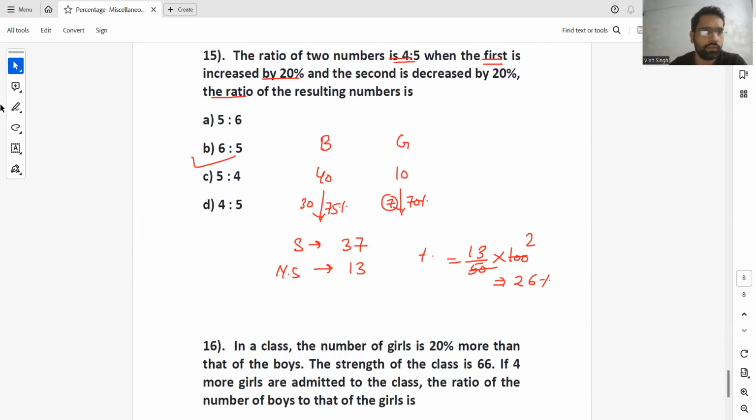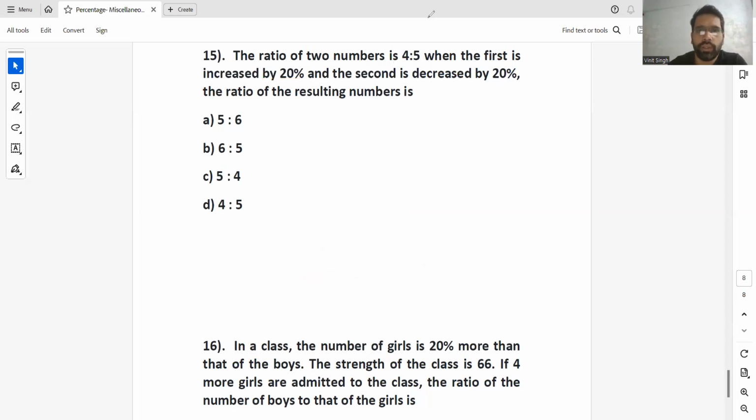Now, next question. The ratio of two numbers is 4:5. When the first is increased by 20% and the second is decreased by 20%, find the ratio of their resulting numbers. Same question is there. First number, second number are given in the ratio 40 and 50. First number increased by 20%. Second number is decreased by 20%.